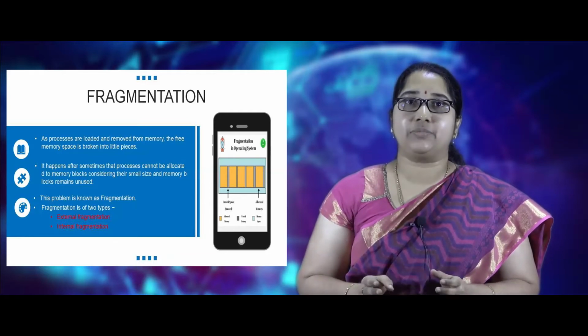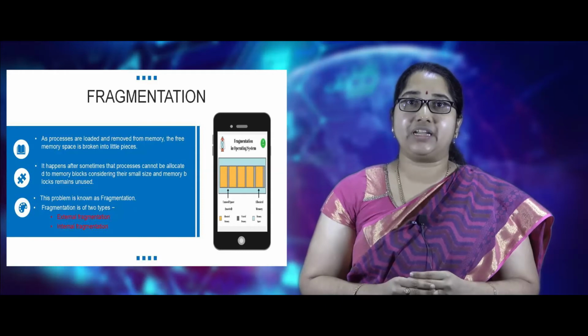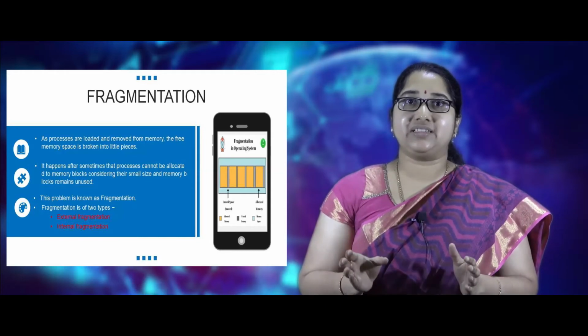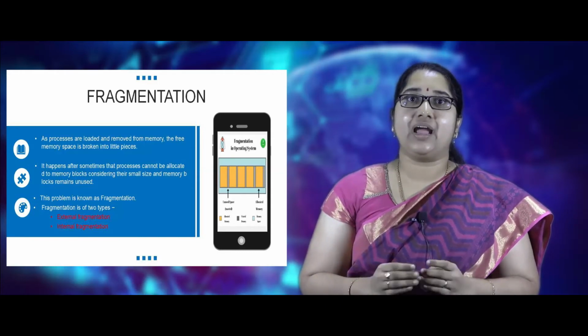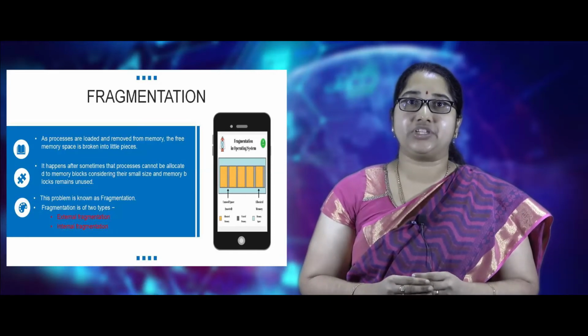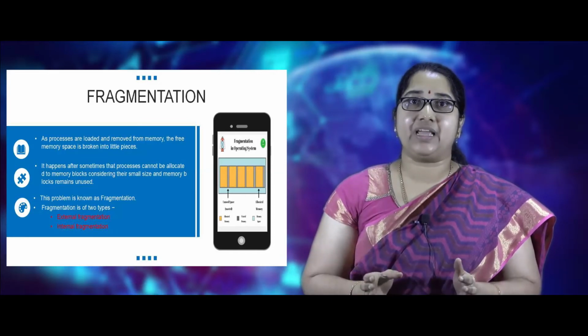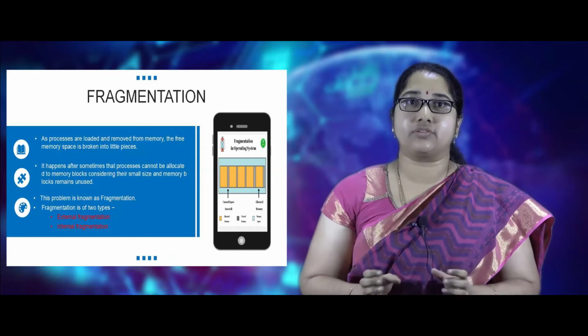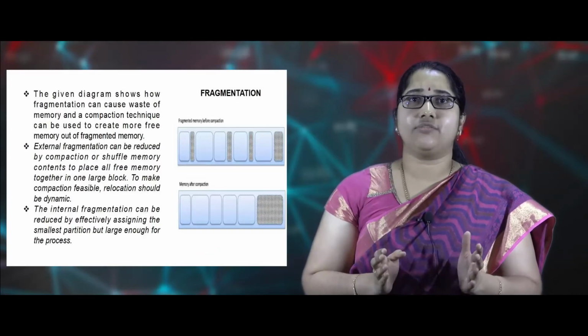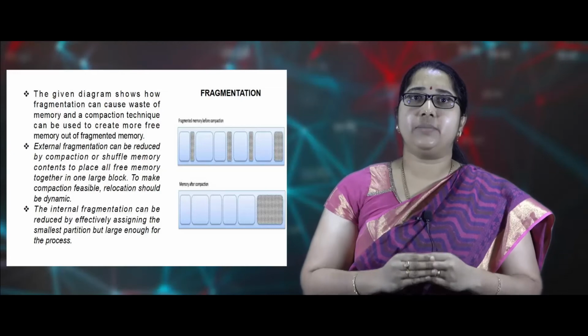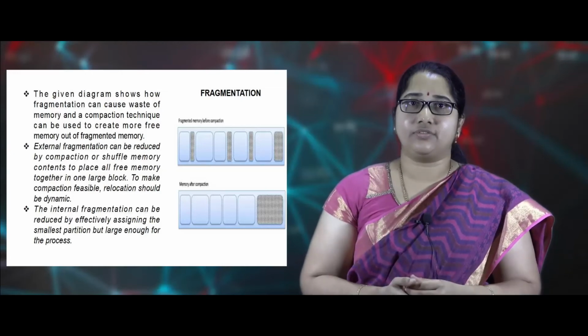Fragmentation can be of two types. The first one is internal fragmentation, in which the wastage happens inside the memory blocks, and the second type is external fragmentation, in which the wastage of memory happens in between the memory blocks. Fragmentation causes lots of memory wastage. As a result, we will be using compaction in order to solve this problem.